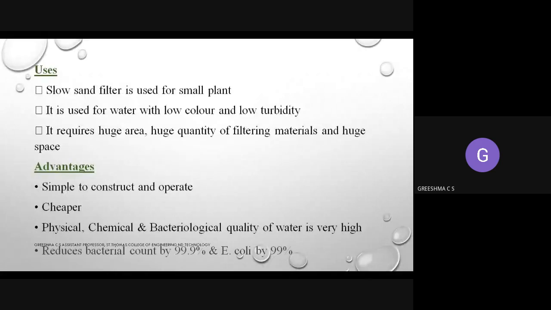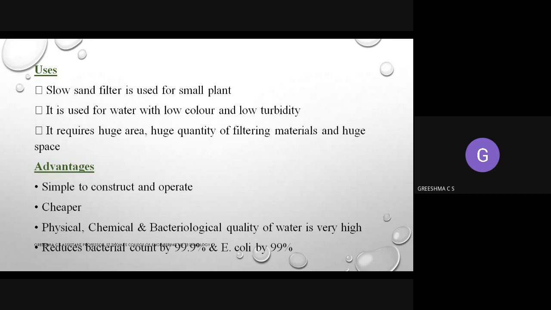Coming to the uses. It is mainly used for small plants, and it is used for water with low color and low turbidity. It requires a huge area, a large quantity of filtering materials, and a huge space.